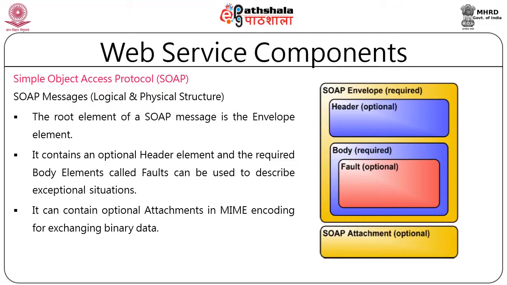The root element of the SOAP message is the envelope element. Envelope is nothing but the outer covering. It contains an optional header element, and the required body element. Fault can be used for exceptional situations. Sometimes it may contain some optional attachments also, which are used for encoding or exchanging binary data. Once you open the SOAP envelope, we can see only the XML messages inside.